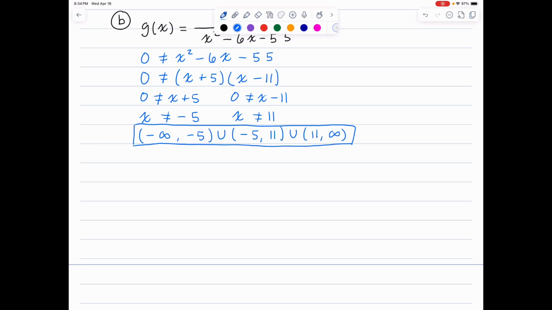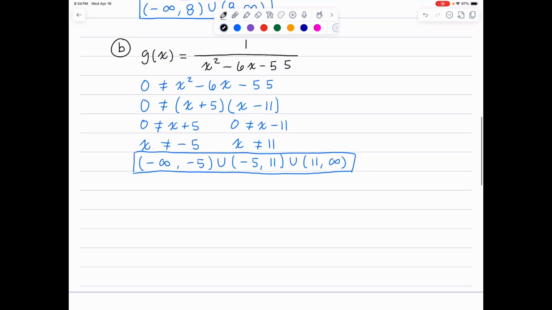All right. Finally, we have part C. Oh, and let me scroll up so you can see the whole thing there. But anyway, part C is h of x equals x plus 2 over x squared plus 1. X plus 2 over x squared plus 1.